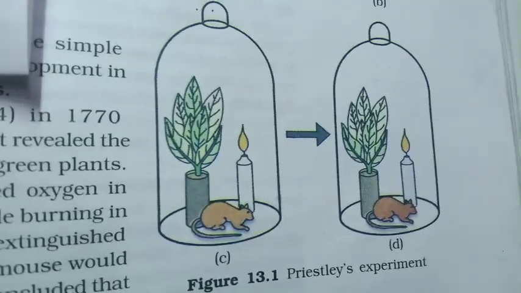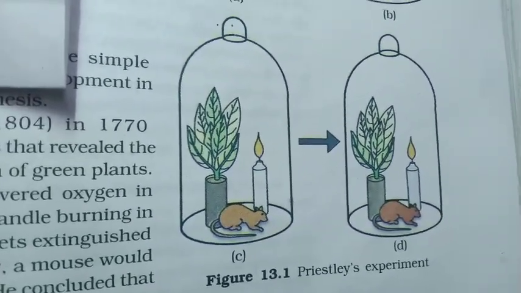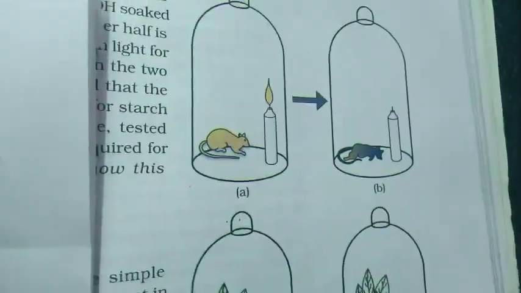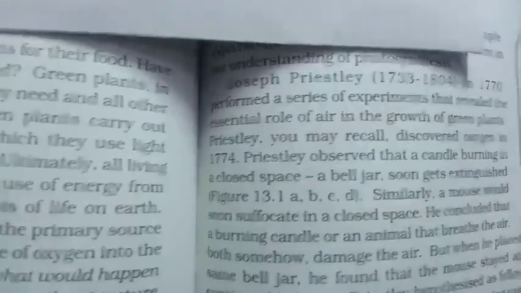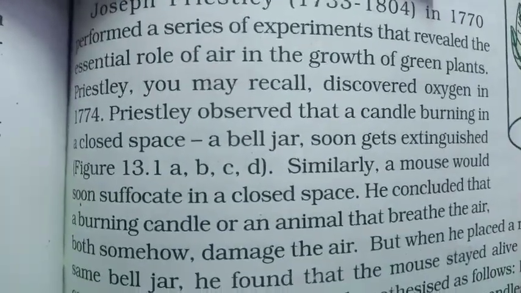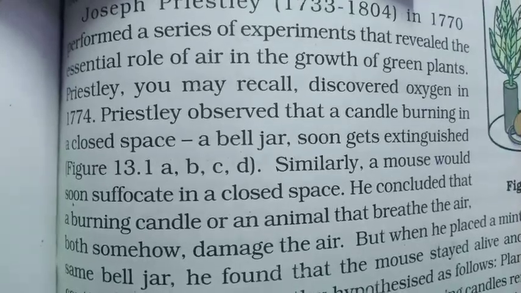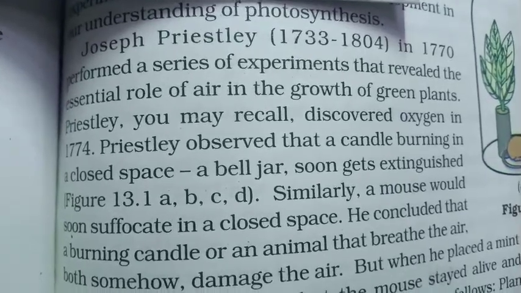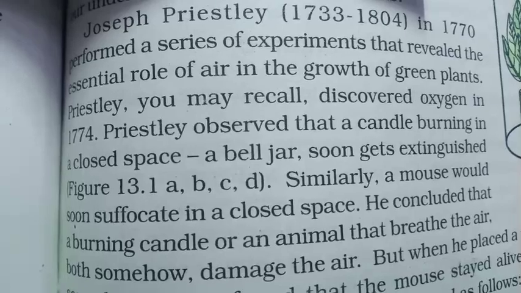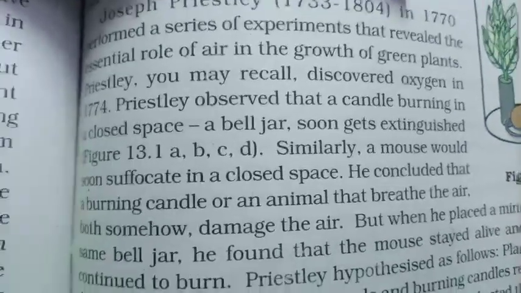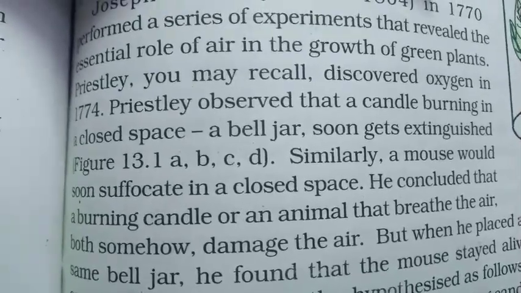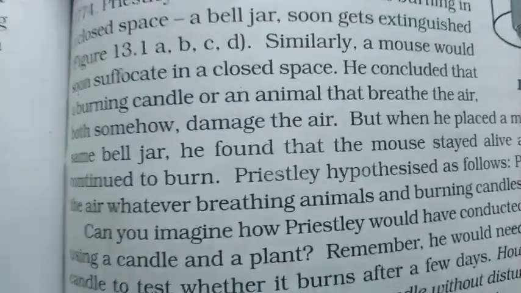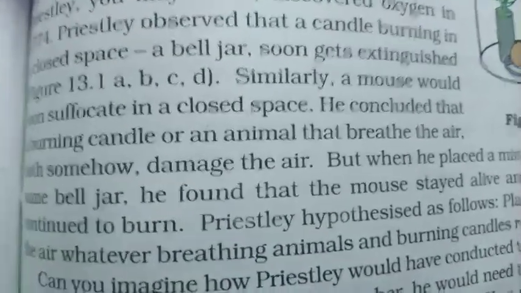So it was Priestley whose series of experiments in 1770 revealed the presence of oxygen in the air, and in fact Priestley is considered to be the discoverer of oxygen gas. Priestley revealed the essential role of air in the growth of green plants. He observed that a candle burning in a closed space or a bell jar gets extinguished. Similarly, a mouse would soon suffocate in a closed space.